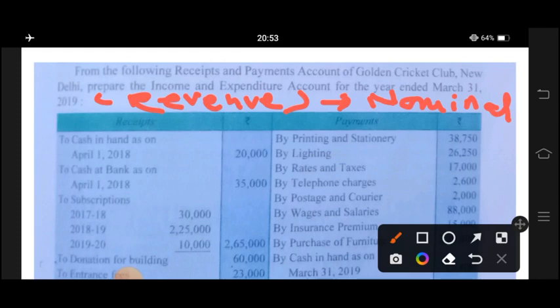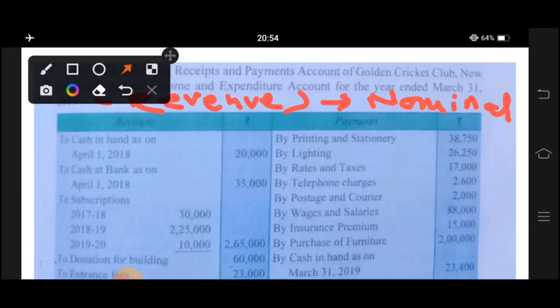So let us see whether the items are nominal or not, and whether the items given in the receipts and payments are revenue in nature or not. Whatever the transaction given in the receipts and payments will be recorded in the income and expenditure account only when these items are revenue in nature and ultimately recorded as per the rule of nominal account. So let us see which items are revenue in nature and will be the subject matter of preparing the income and expenditure account. Let us see one by one.